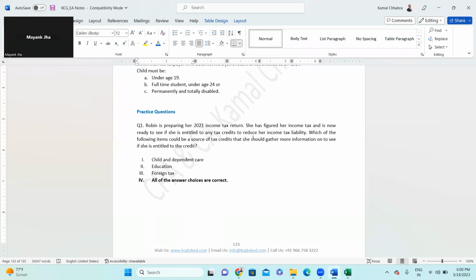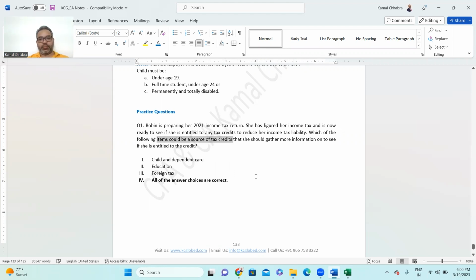What is the call of the question? Which item would be a source of tax credit that should be gathered more information on to see if entitled to the credit or not. Which of the following items could be the source of tax credit? You need to identify the items which can be the source of tax credit for her.